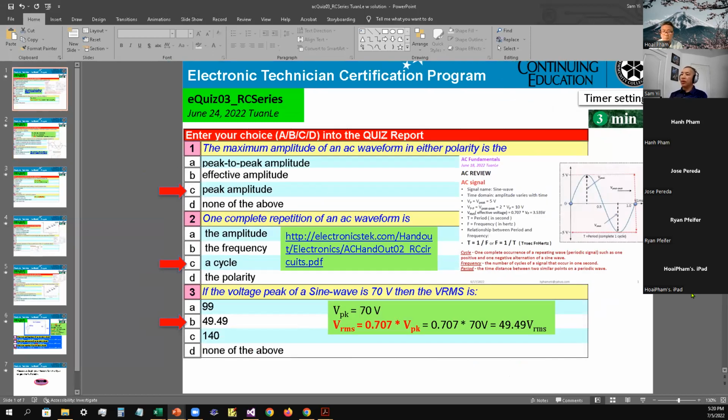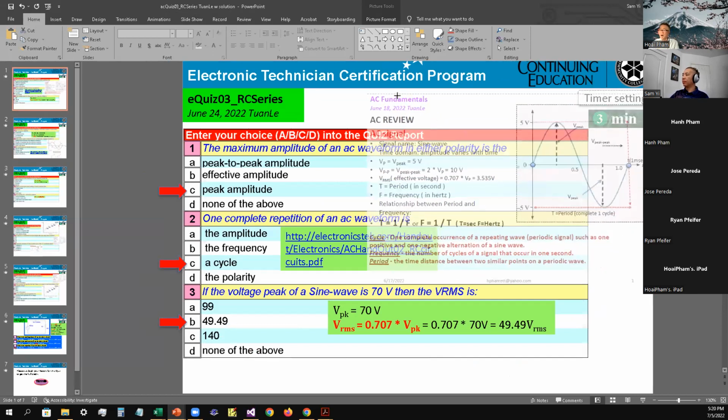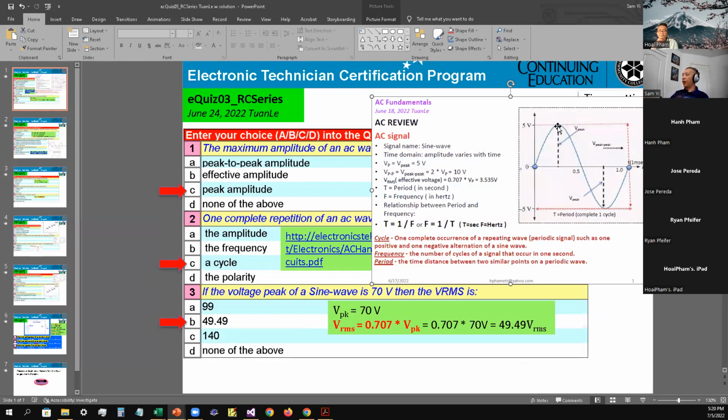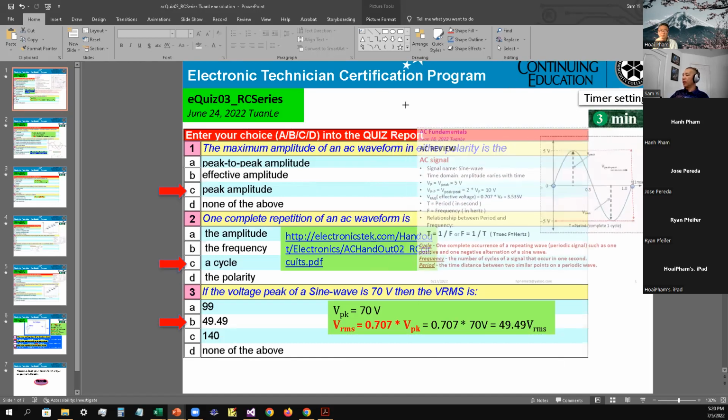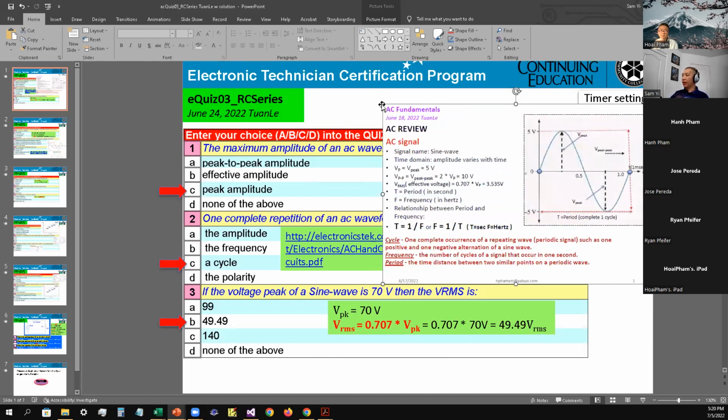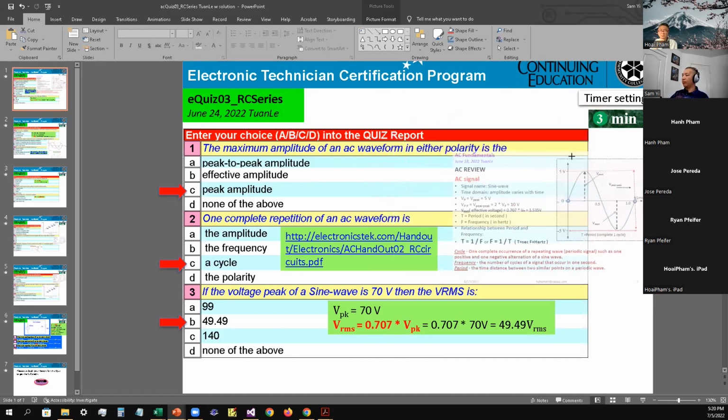Okay, and so now question number 1, the maximum amplitude of an AC waveform in either polarity is, the answer is C as in cat, the peak amplitude. If you look at the positive peak here, it's a V peak, or you look at the negative side of the peak, and that's still V peak. So it's a peak amplitude, okay? And that is from the AC fundamental handout, page 1.